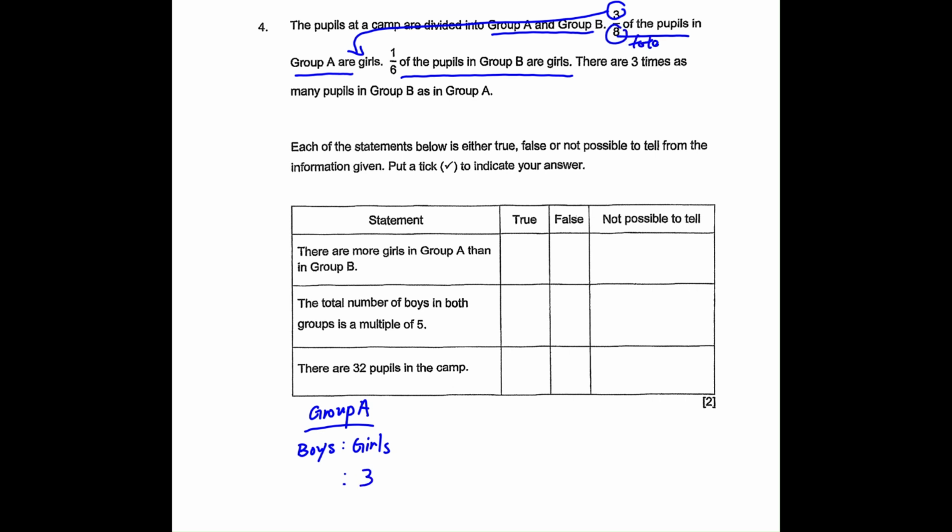So the girls will take up 3 units, whereas the boys will be a total 8 minus away 3 units of girls. That'll be 5 units of boys. That'll be for group A. Whereas for group B, 1 out of 6 of the pupils are girls. So the girls would be 1 unit, whereas the boys will be a total 6 units minus away 1 unit. So 6 minus 1, we get 5 units.